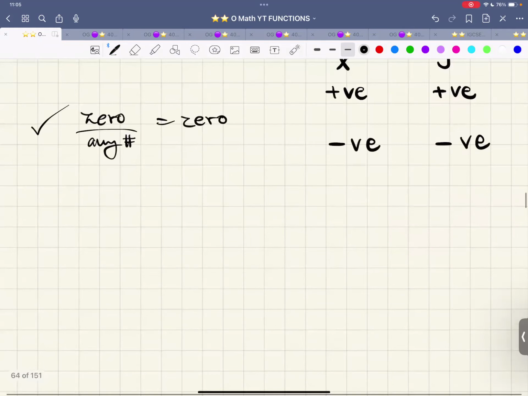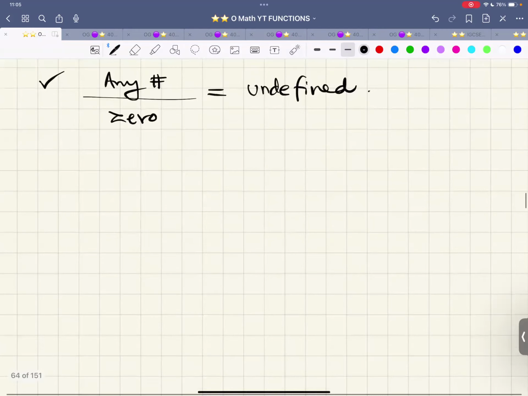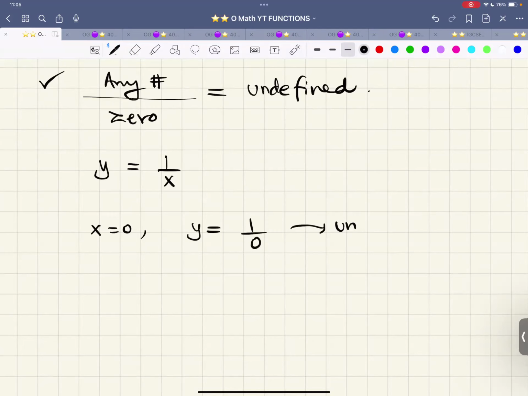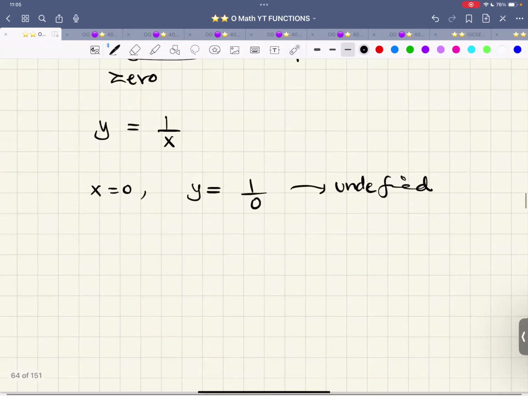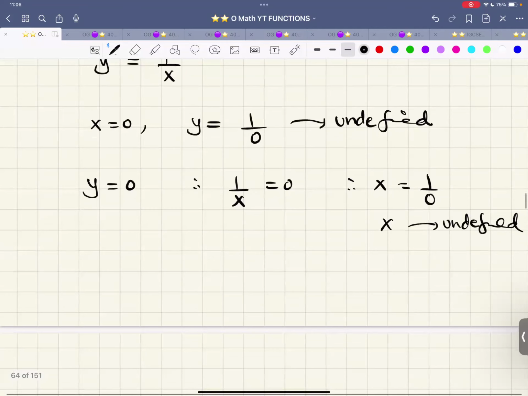You can also check it with your calculator. But any number divided by 0 is undefined. The calculator will give us a math error. That means if I have y is equals to 1 over x, if I write x as 0, y is 1 over 0, that is undefined. For our purposes, we also call it infinity. Similarly, when y is 0, therefore 1 over x is 0, therefore x is 1 over 0, therefore again x is undefined. So therefore, at these 2 points, when x is 0, y is undefined.